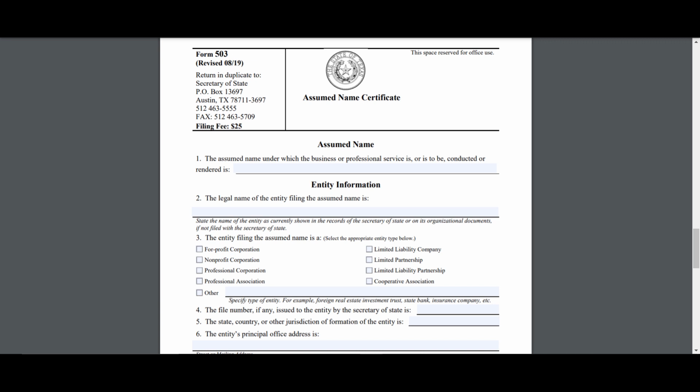If the name is not available, the foreign LLC must adopt an assumed name for use in Texas. The LLC must file, online or by mail, an assumed name certificate, which is Form 503, with the Secretary of State and pay a $25 filing fee.